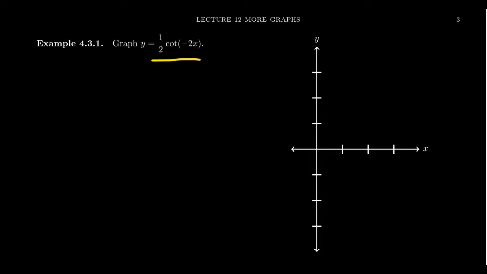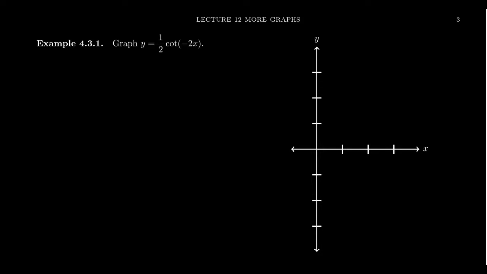So what if we want to graph the function y equals 1/2 cotangent of negative 2x right there? When it comes to trigonometric functions, it's sufficient to graph one cycle. If we can graph one cycle, then we know we can graph as many cycles as we need to. We can extend it just by rubber stamping everything. And so we just want to graph one cycle of these things. So what's happening here? What does the 1/2 do?